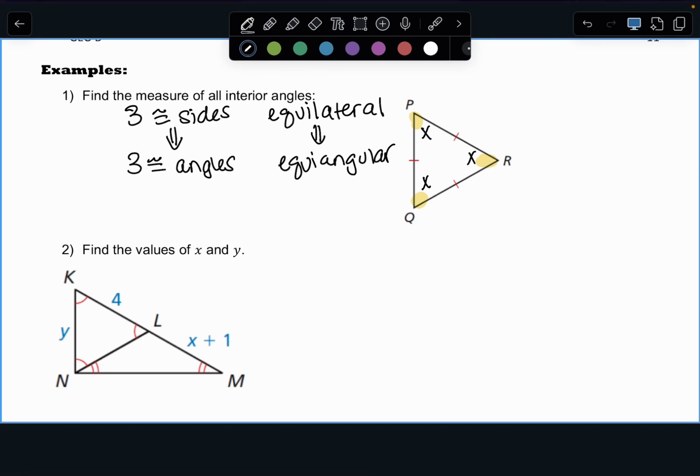So now I have X, X, and X degrees. Those are three angles in a triangle. What do they all have to add to? 180. So X plus X plus X is equal to 180. So 3X is equal to 180. And like Robbie said earlier, X is what? 60.